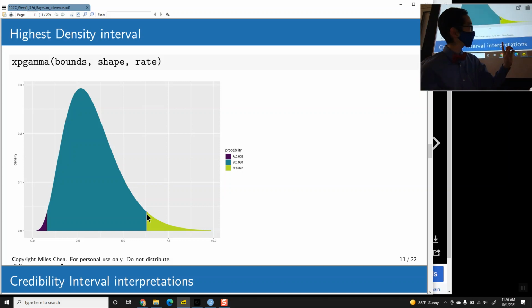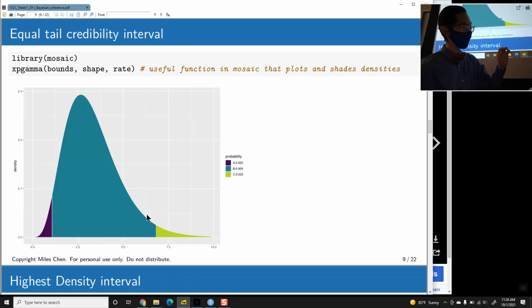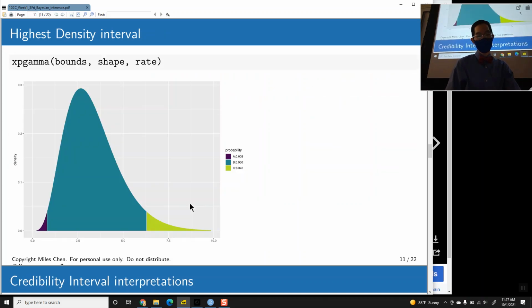So compare the highest density interval versus the equal tail interval. We have 2.5% here and 2.5% here, and we can see this is a higher density than over here. What's the interval we're supposed to use? Okay, really it's up to you.